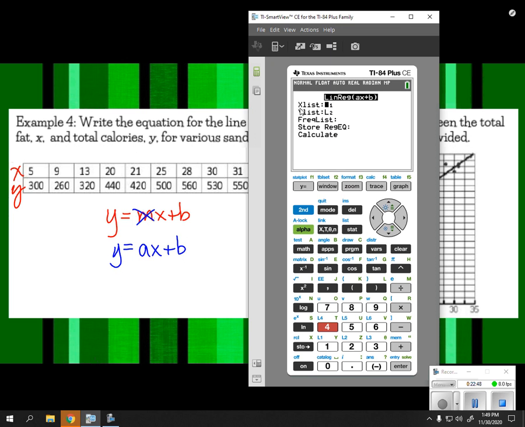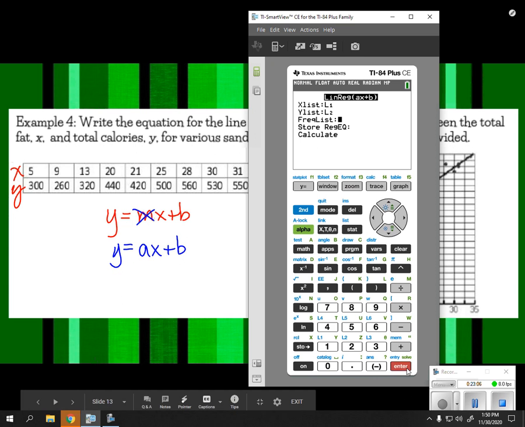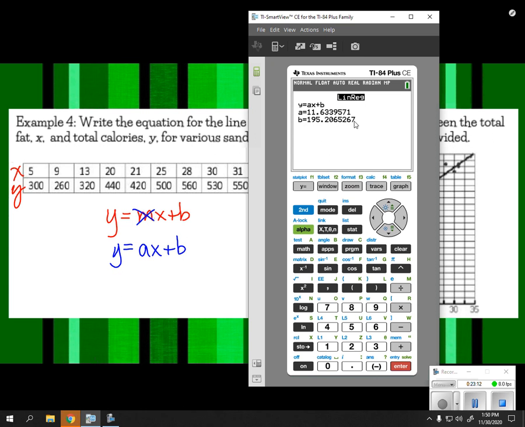It's like, hey, should I use L1 for my X's and L2 for my Y's? And we're going to be like, sure. We will not have a frequency list. We can store a regression equation and have it pop up later, but we'll skip that for right now. So we're just going to hit enter, enter, enter, enter, enter, and it's going to calculate, and it's going to give me a slope and a y-intercept, and that's what we're going to use to write our equation.